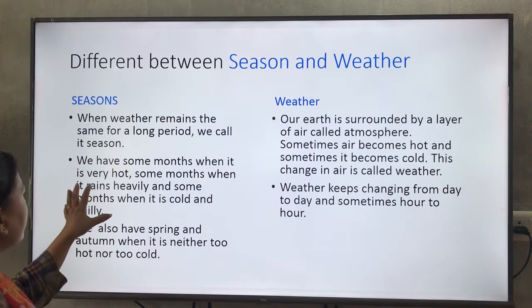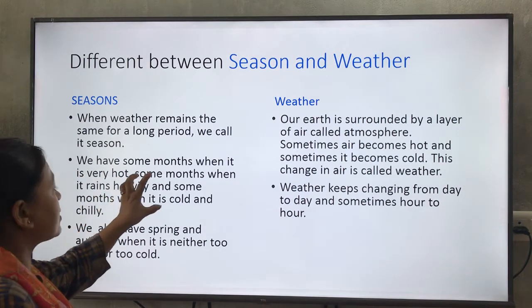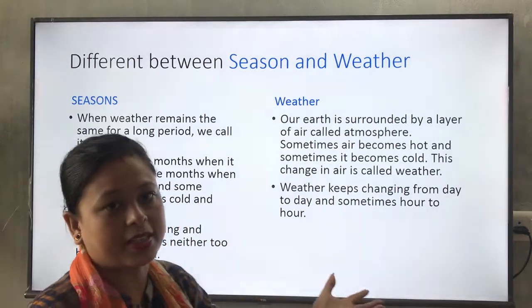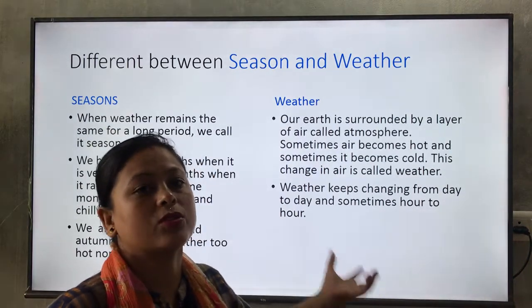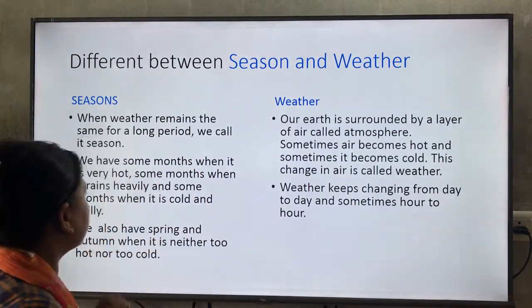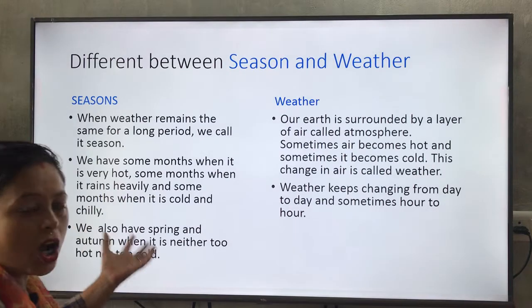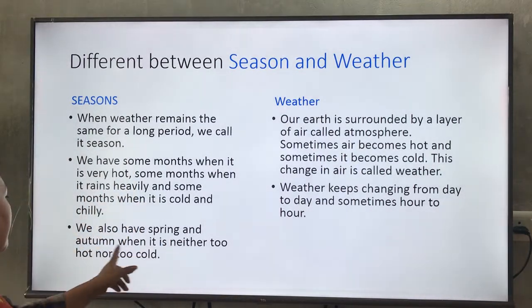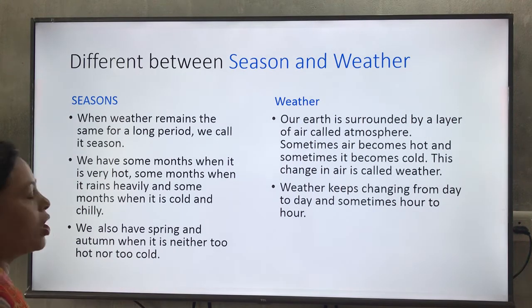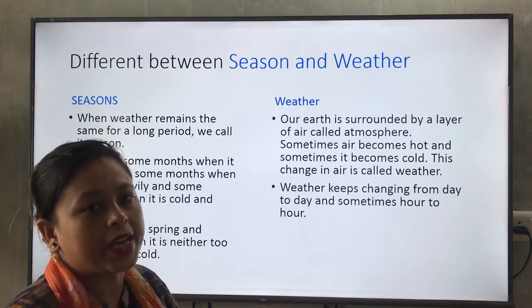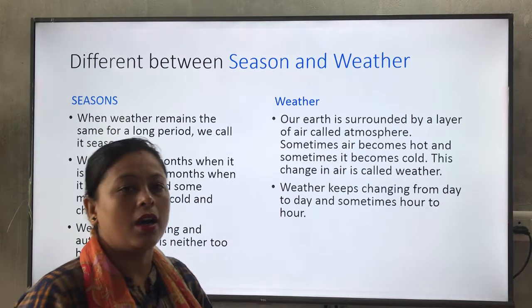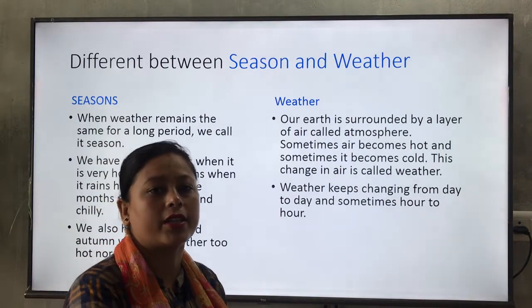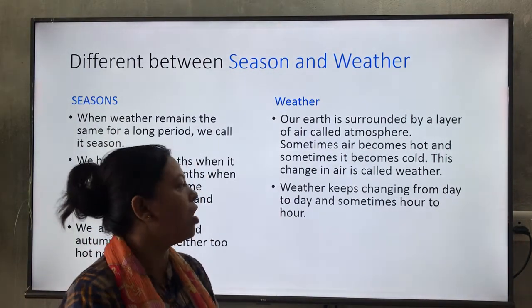So, seasons like summer season, winter season, spring season, autumn season, each remains 2 to 3 months. That is called season. Some months are hot, some months are cold, and we also have spring and autumn when it is neither too hot nor too cold. We have spring and autumn season also. In this season, the weather is not very cold, not very hot.